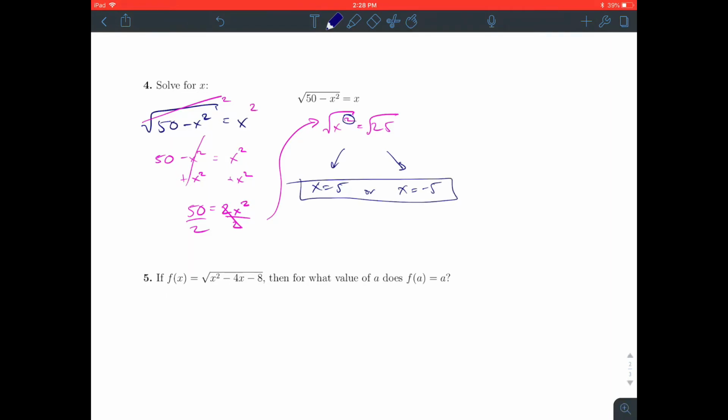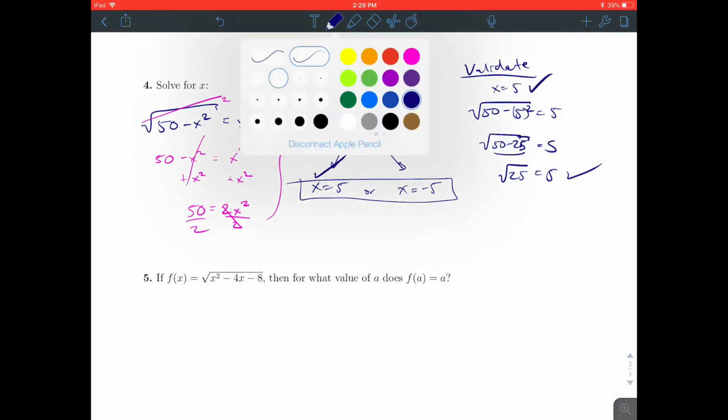Now you might think we're done with the problem and put your answers in a box, but square roots are dangerous. So you may end up with a fake or extraneous solution, so we need to validate our answers. So in order to validate them, let's see, x equals 5. Let's check it first. So we get the square root of 50 minus 5 squared equals 5. This becomes the square root of 50 minus 25 equals 5. 50 minus 25 is 25. And the square root of 25 is 5, so x equals 5 is a solution.